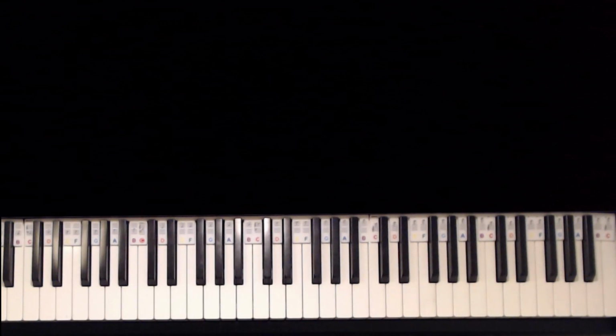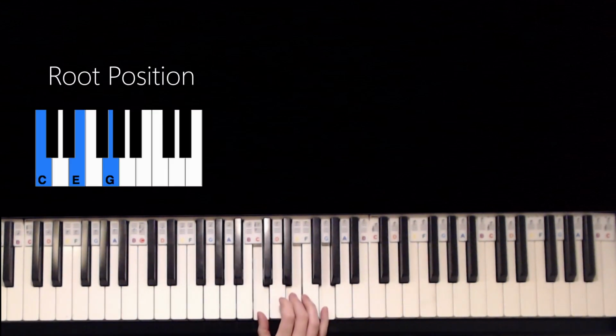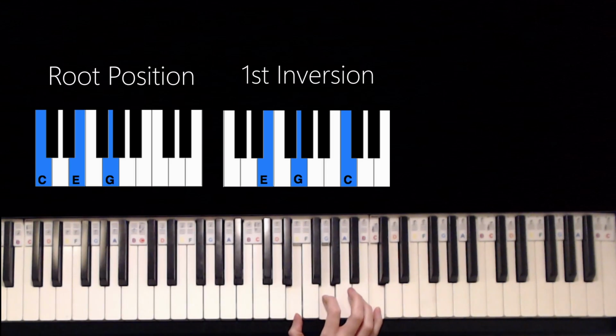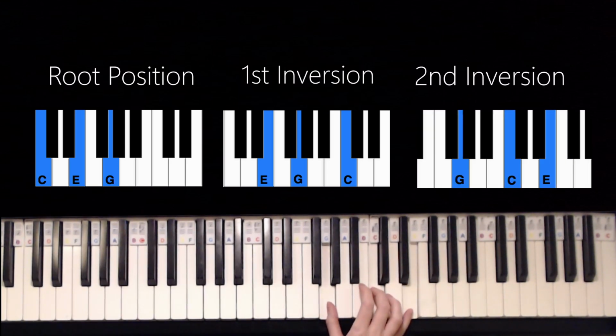Now, because I'm only dealing with triads, which are 3-note chords, I only have 3 potential positions to deal with. If I had a 4-note chord, I would have 4 potential positions. If I had a 5-note chord, 5 potential positions. But for now, we're going to look at root position, first inversion, and second inversion.